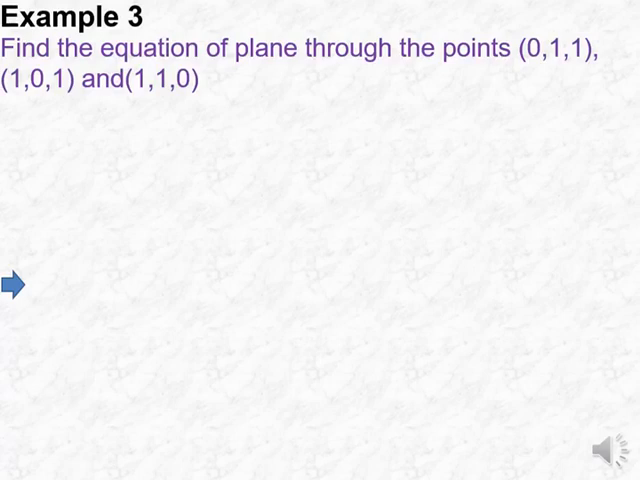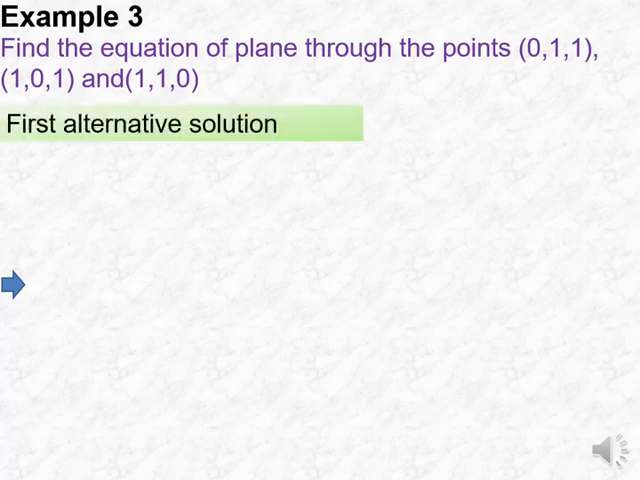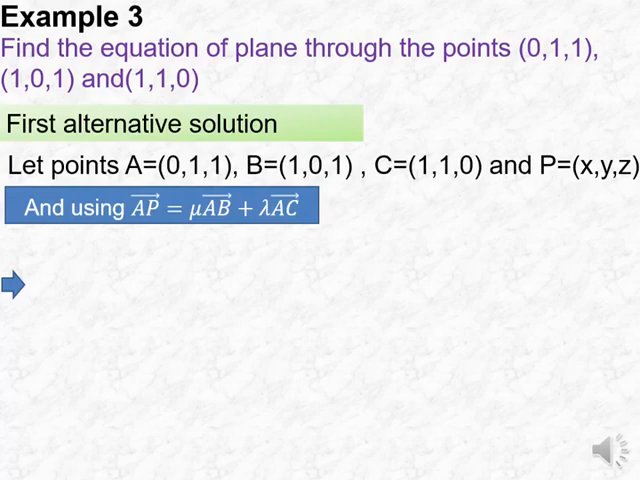So let's try out a third example, which is find the equation of a plane through the points (0, 1, 1), (1, 0, 1), and (1, 1, 0). This one we shall do using two approaches. The first alternative is to first put it in the parametric form, where we shall assume a fourth point P, that is (x, y, z), and then we assume that a vector AP, where A is (0, 1, 1), B is (1, 0, 1), and C is (1, 1, 0), can be written as a linear combination of the other two vectors in the plane, that is lambda AB plus mu AC.